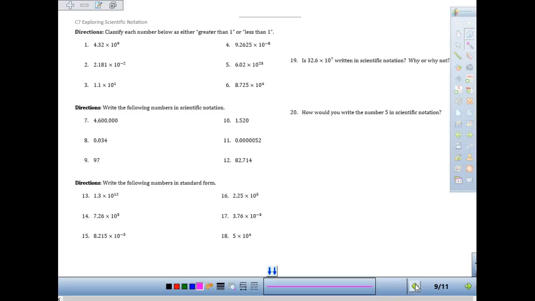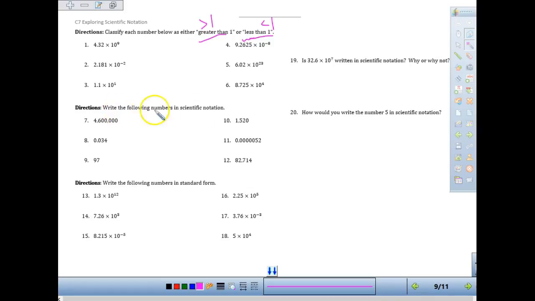What does it ask you for the directions in the first one? Classify it as greater than 1 or less than 1. Does that mean I want you to rewrite it? No. I want you to look at these exponents right back here. And you should be able to classify by if it's positive or negative as being greater than 1 or less than 1. Someone said, can I use an inequality? Like, can I put greater than 1? Or can I put less than 1? Or could I just write the word greater or just write the word less? Yes, I would take any of those.